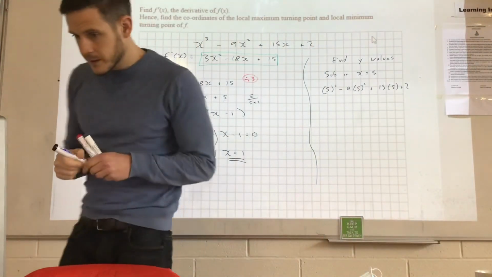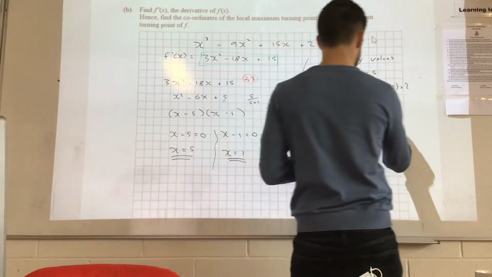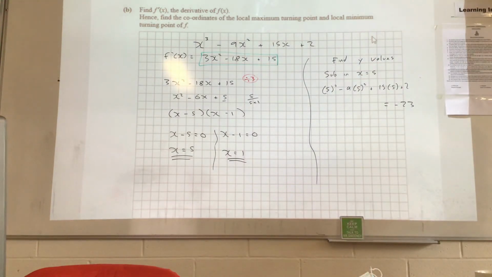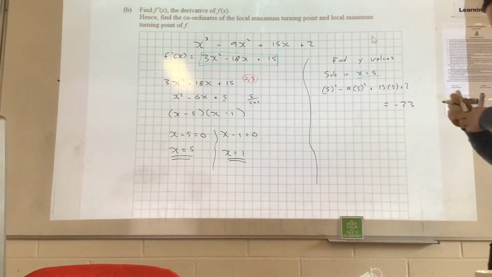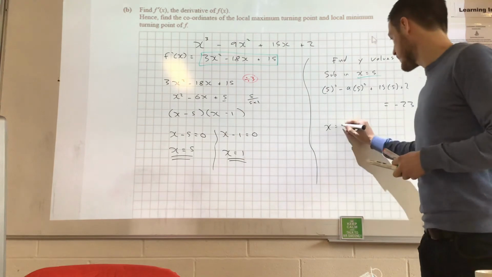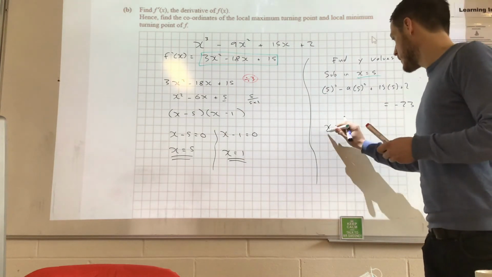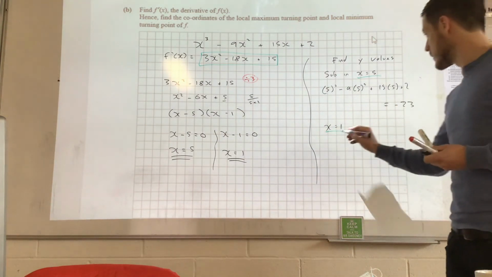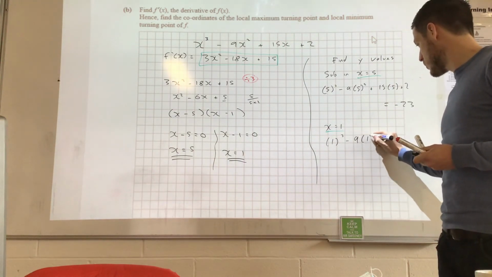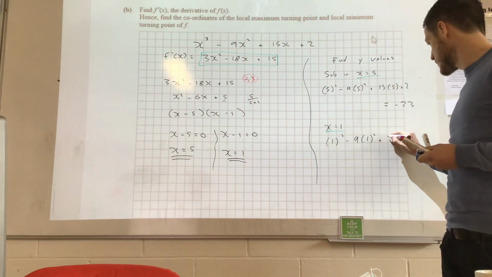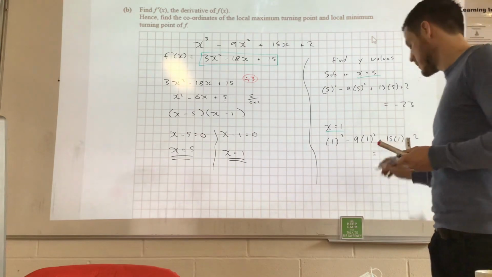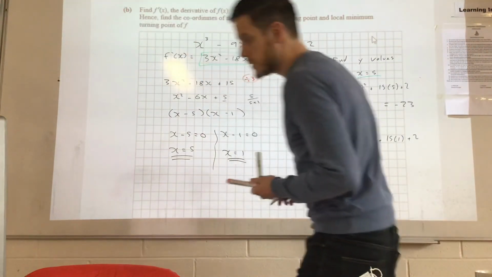And when I do that, I get minus 23. So that's my first one, sub in x is equal to 5. Then I sub in x is equal to 1, because I got x equal to 1 there. And when I sub in x equal to 1, I get 1 cubed minus 9 times 1 squared plus 15 times 1 plus 2. And that gives me 9.